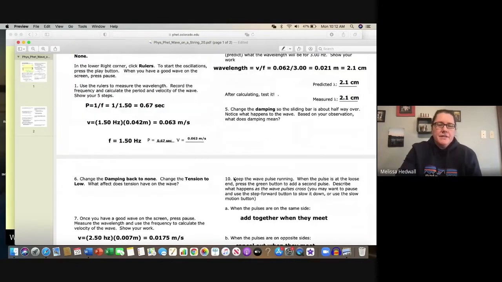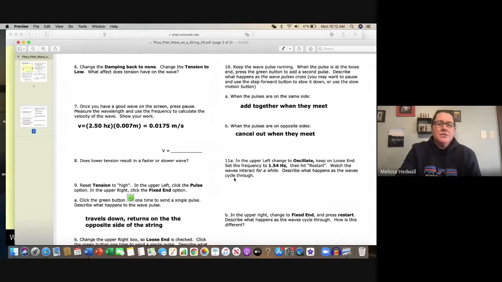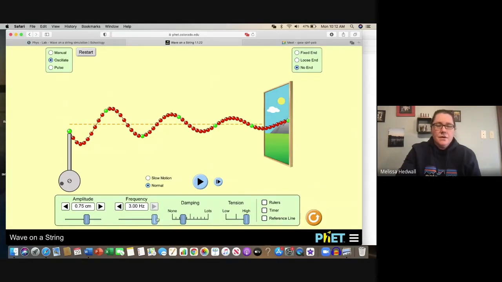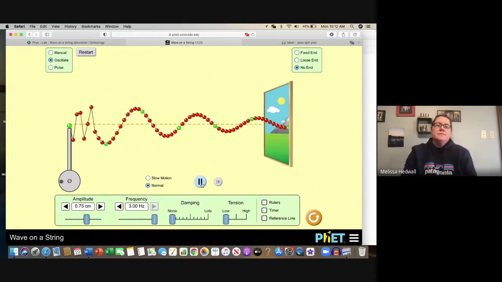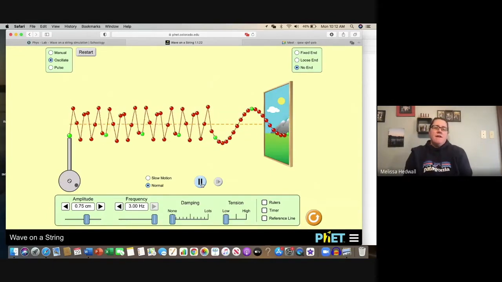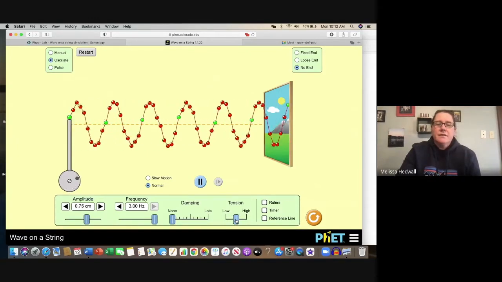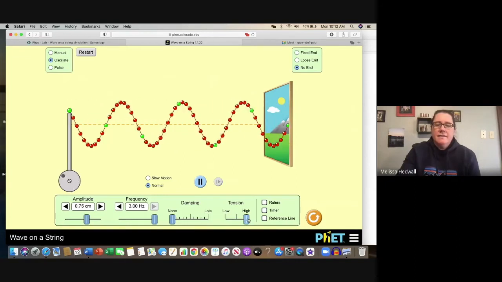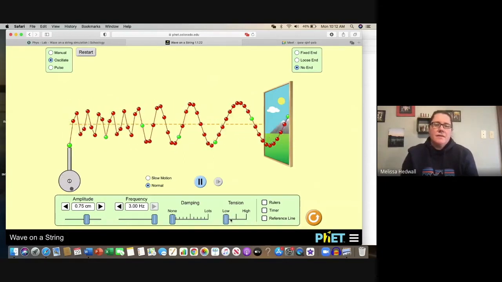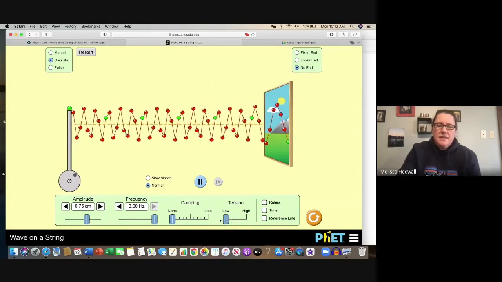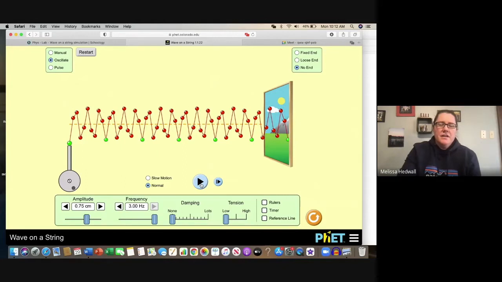Then we can say change the damping back to none and the tension to low. What effect does tension have on the waves? So we're going to put the damping back to none, and this time we're going to move our tension to low. And that is just a very different looking wave than what we had. If we put our tension sort of in the middle, we get right there. If our tension's high, we're right there. Low, it's kind of goofy. And so it shortens the wavelength considerably, even though the frequencies stay the same.